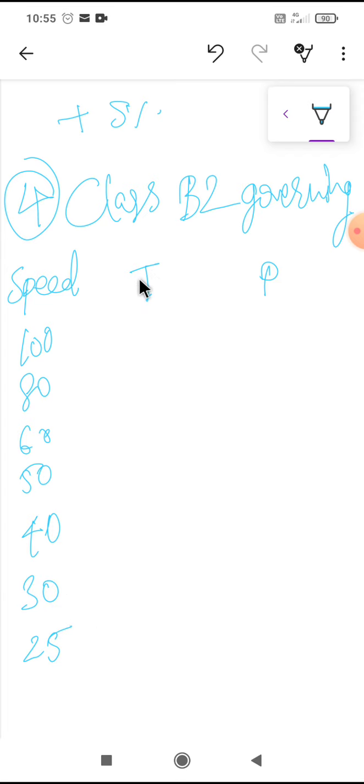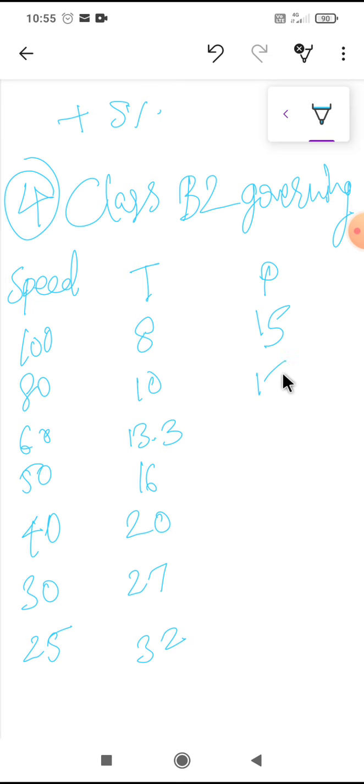So the temporary speed change will be 8%, 10%, 13.3%, 16%, 20%, 27%, and 32%. And the permanent speed change will be 15%, 17%, 20%, 25%, 30%, 40%, and 50%. So the steady state speed band shall not exceed here also plus or minus 1% during the performance test.